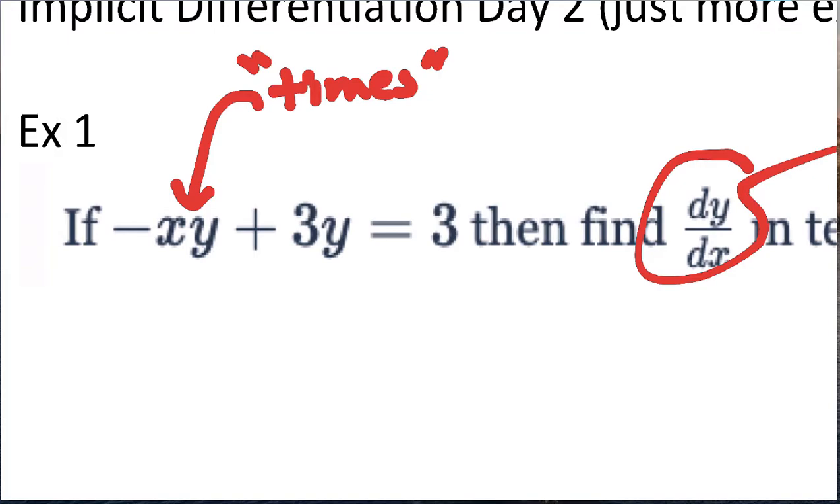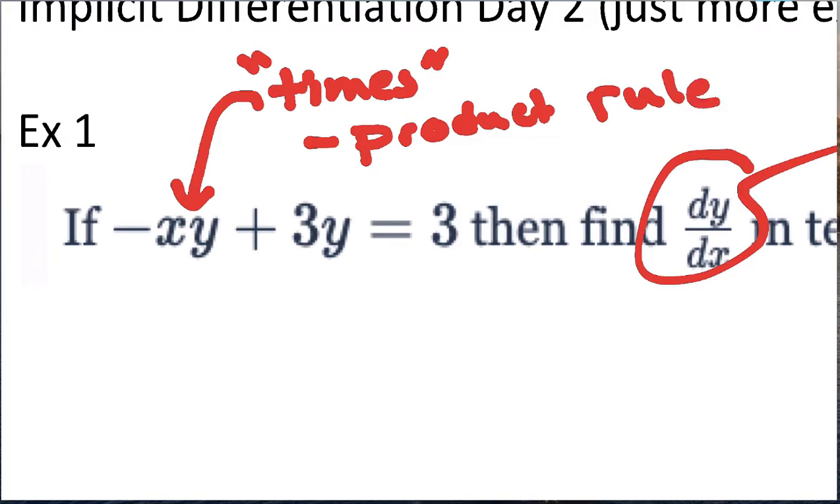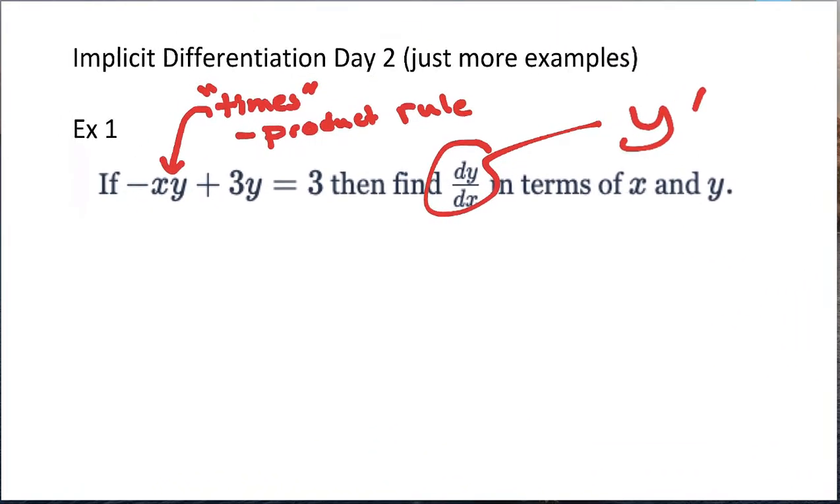That word times should signify that you're going to have to use the product rule. You should know, I'm going to use the product rule anytime you say times. So reading it out loud is not a bad thing to do. If I read it out loud, am I saying the word times? If you are, that's product rule. If you say the word of, that's chain rule. So think about that as you're reading these.